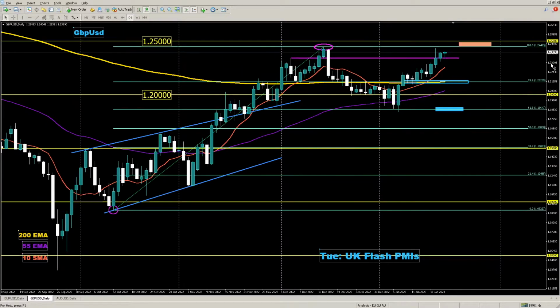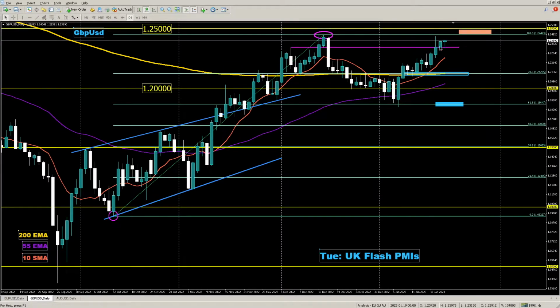So let's see if there's any further bullish momentum for next week, and whether it's able to test the 125, and whether it's even going to break through. But this is going to be a critical psychological barrier, or whether it's just going to also consolidate as with the other pairs. So it depends on how the US dollar reacts as well for next week.